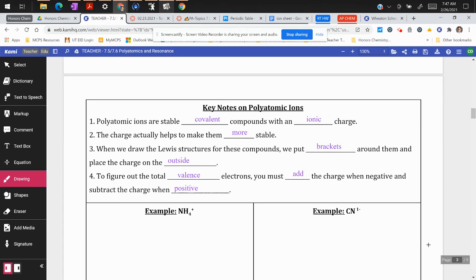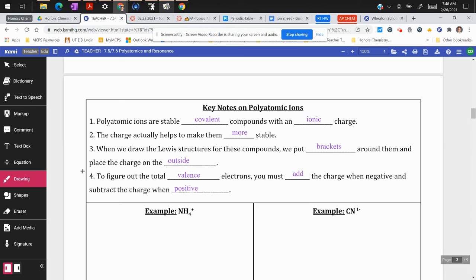So the nice thing about polyatomic ions is that it will help us directly apply what we just learned about formal charge. What is a polyatomic ion? A polyatomic ion is a stable covalent compound that has an overall ionic charge. The charge actually helps to make the polyatomic ion more stable. Some conventions that we use when we draw the Lewis structures for these polyatomic ions, we put brackets around them and we place the charge on the outside of the brackets.